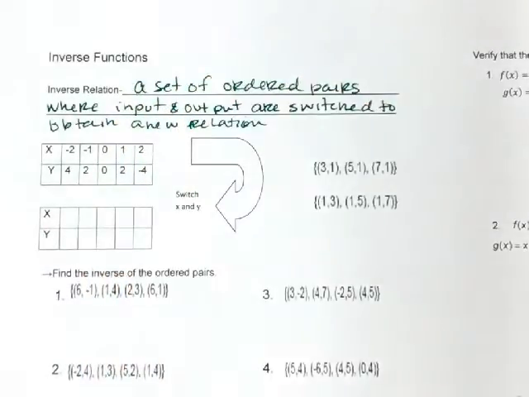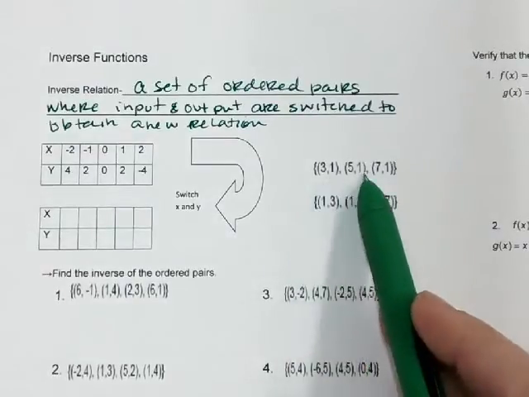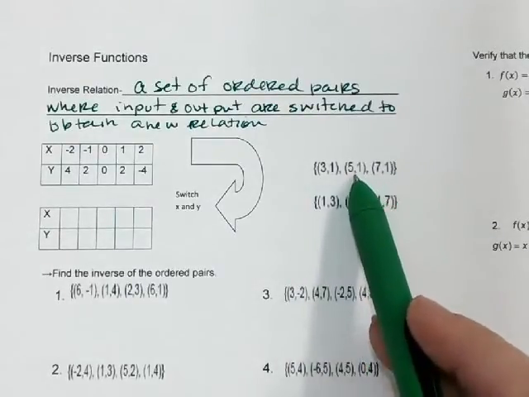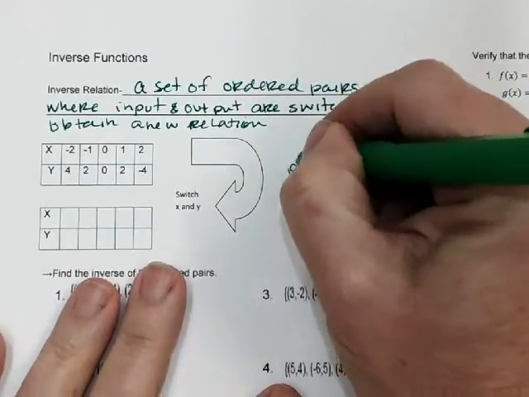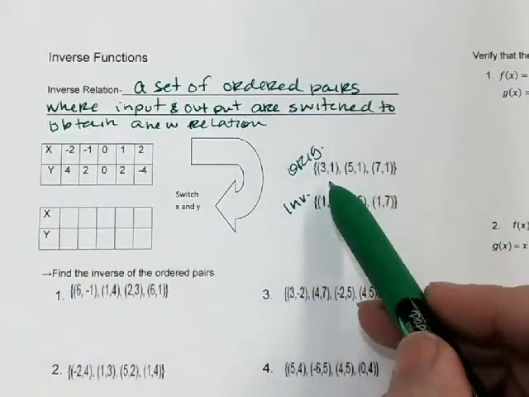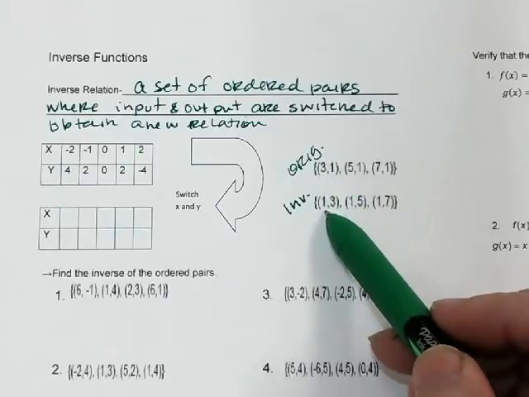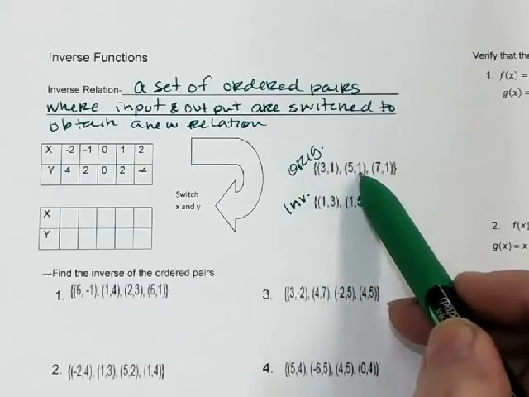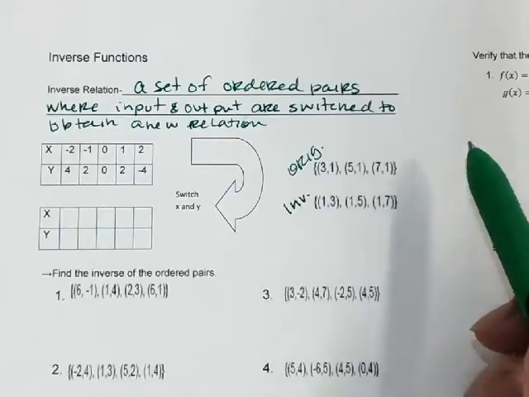So all I'm saying is this: when you have a particular relation or a set of ordered pairs, in order to get the inverse, you just switch the x and y values. If this is my original, then my inverse is going to have the x's and y's switched. Instead of having the ordered pair 3, 1, it's going to have an ordered pair 1, 3. 5, 1 becomes 1, 5. 7, 1 becomes 1, 7. You just change the order of the x's and the y's.